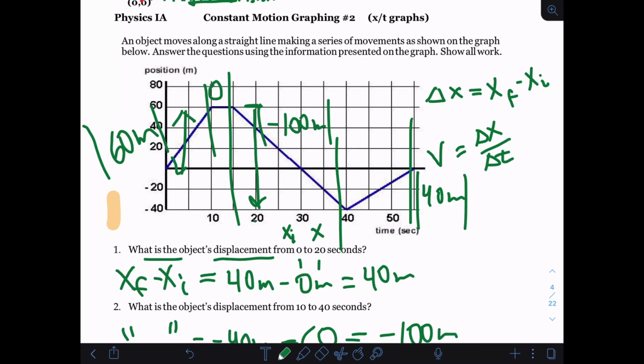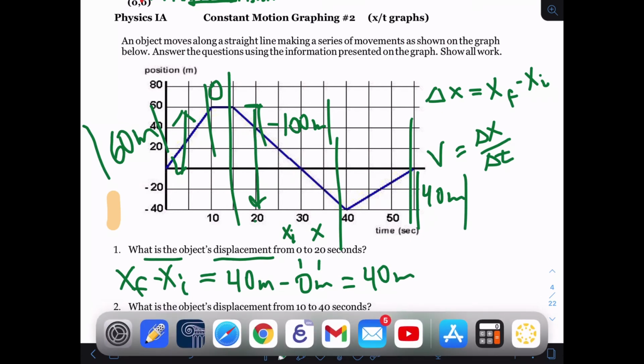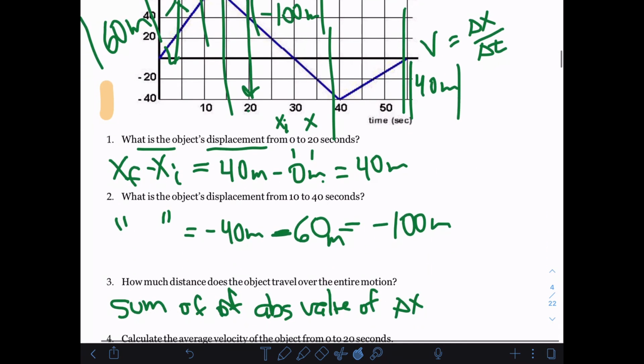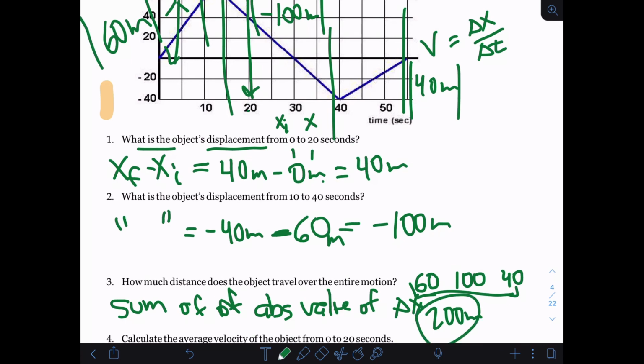So if you look at the totals here, we've moved 60, we've moved 100, the absolute value, we don't need the negative, and we moved 40. So this is going to total 200 meters of total measured motion. So 200 meters would be the answer to that. Notice how they're different as far as the values.